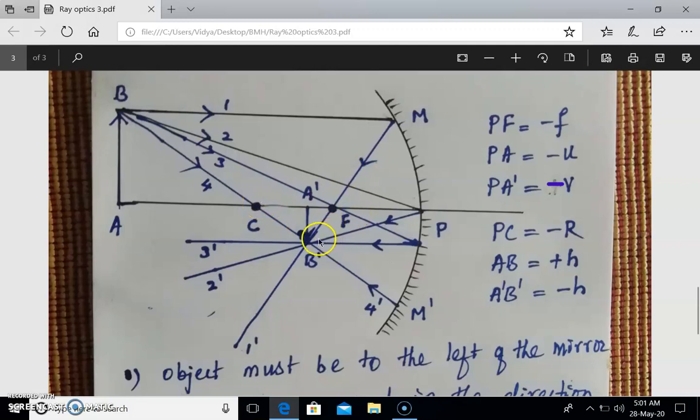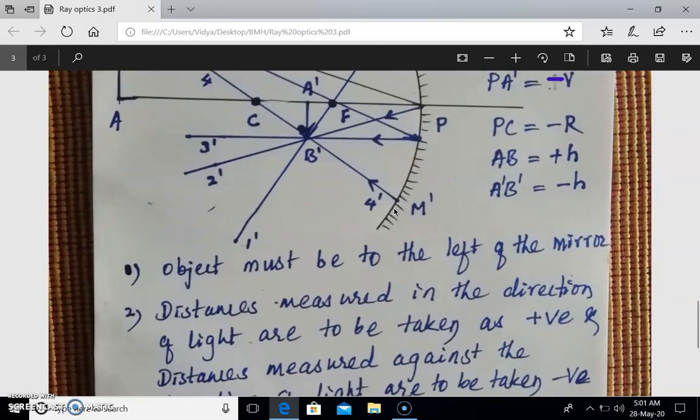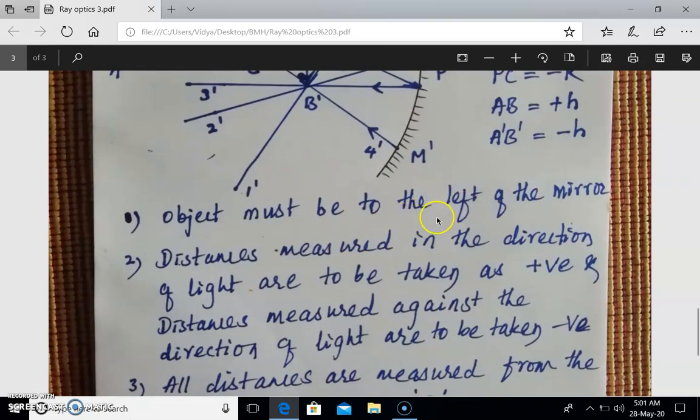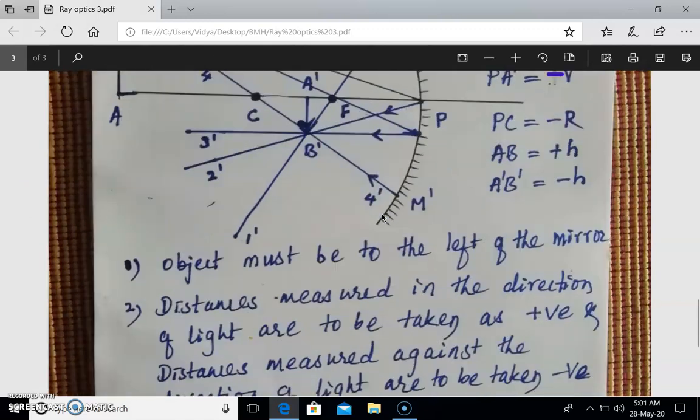All the four reflected rays intersect each other at a point. Through that point of intersection, a perpendicular is drawn which gives the position and the nature of the image. AB is the extended linear object. A dash B dash is the image formed between F and C. So here the sign conventions are: object must always be placed to the left of the mirror. So here also the object AB is to the left of the mirror.